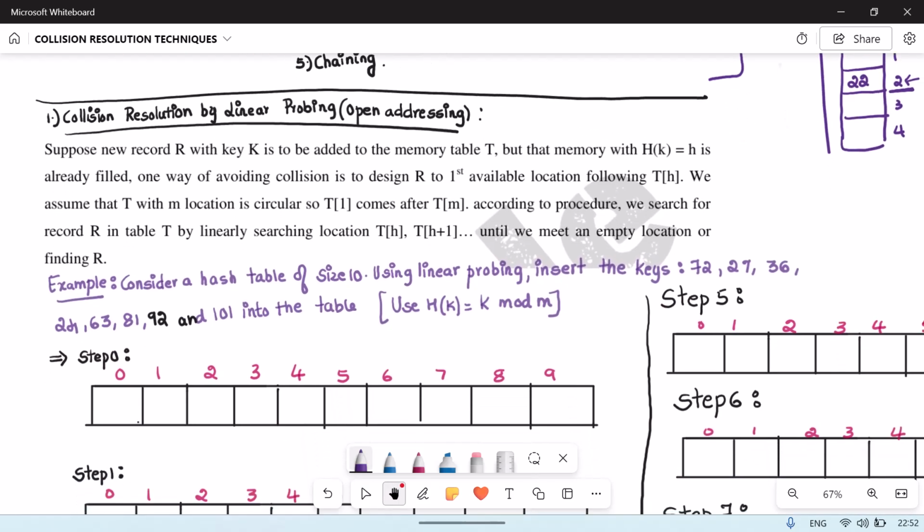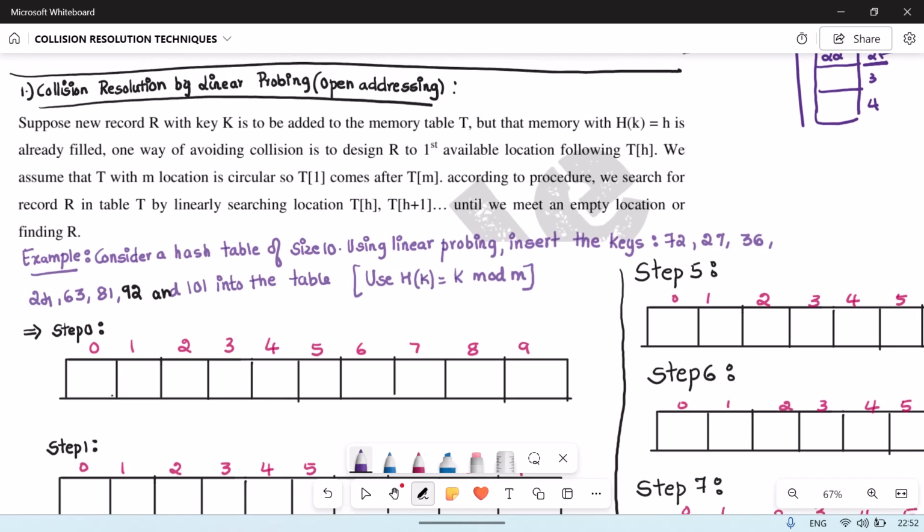The first technique I have taken is collision resolution by linear probing, also known as open addressing. See here, I have given the explanation. Let me read it out for you. Some might understand, some might get confused. If you're getting confused, I will explain all these things.